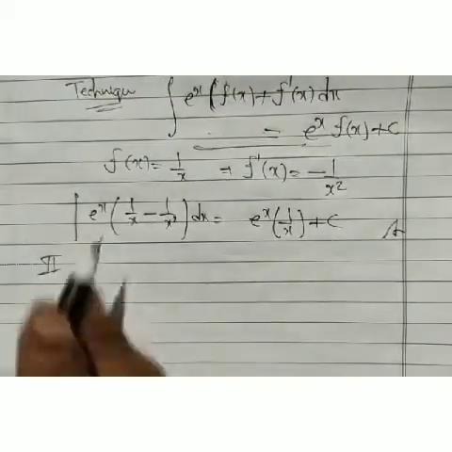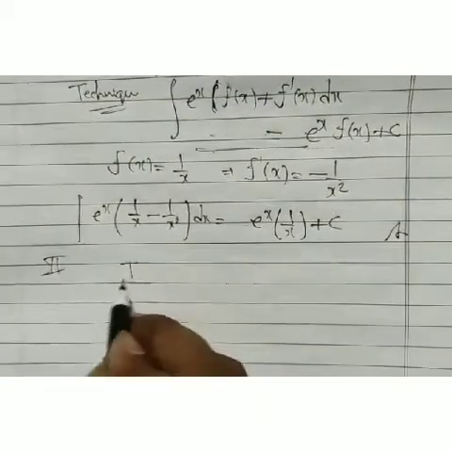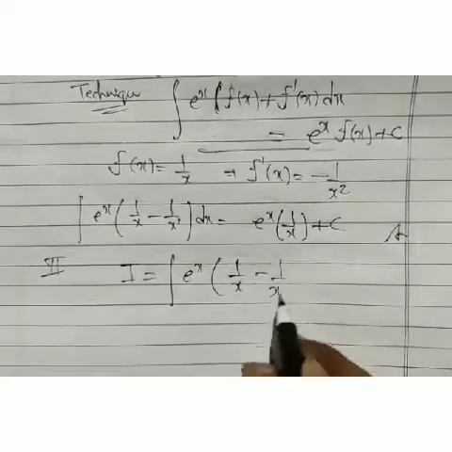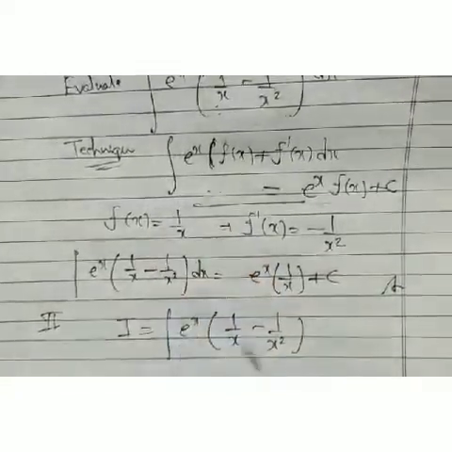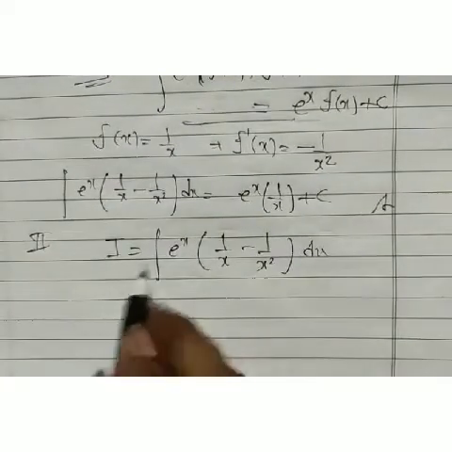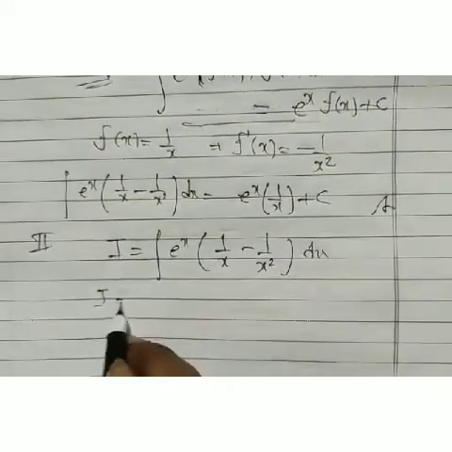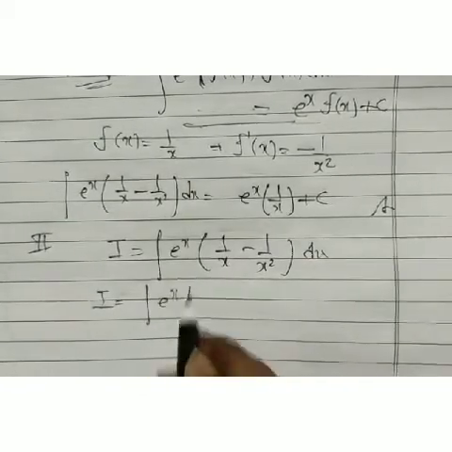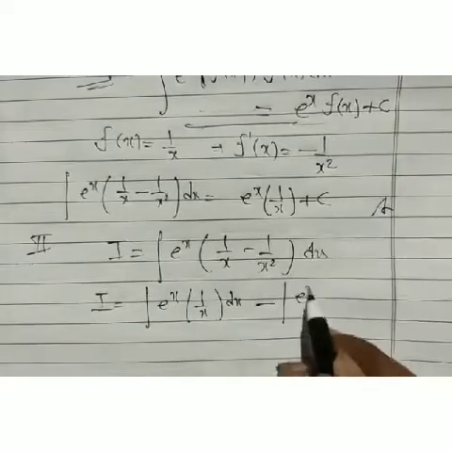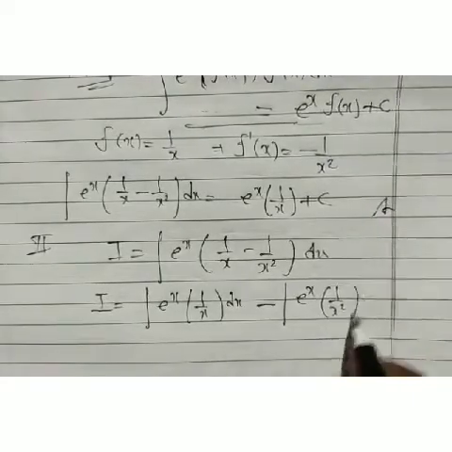This was our first method. Now we are going to the second method. Just suppose we take I equal to the integration of e to the power x times (1/x minus 1/x squared) dx. This is our alternative method, where we apply integration by parts. Look what I do. I is the integration of e to the power x times 1/x dx minus the integration of e to the power x times 1/x squared dx.